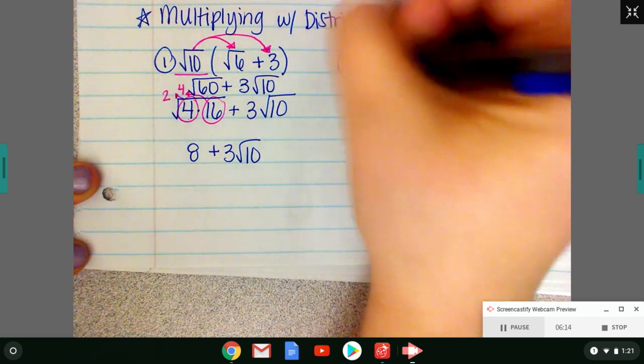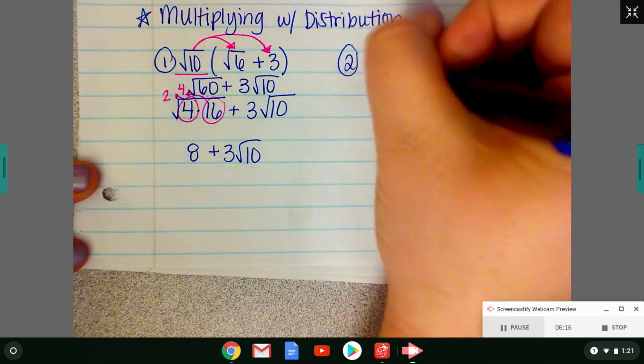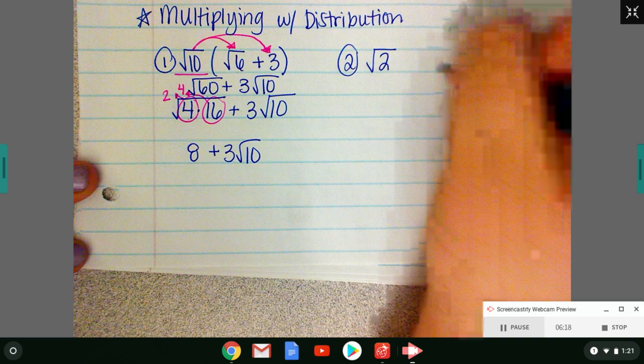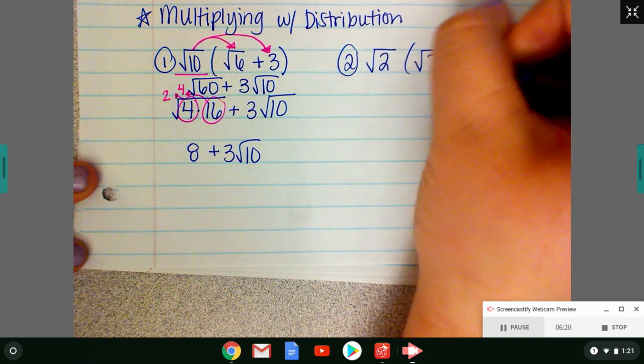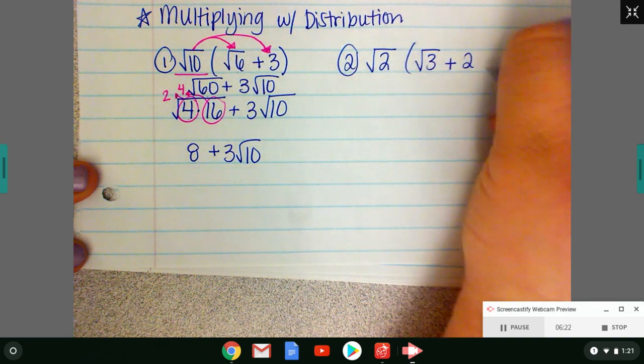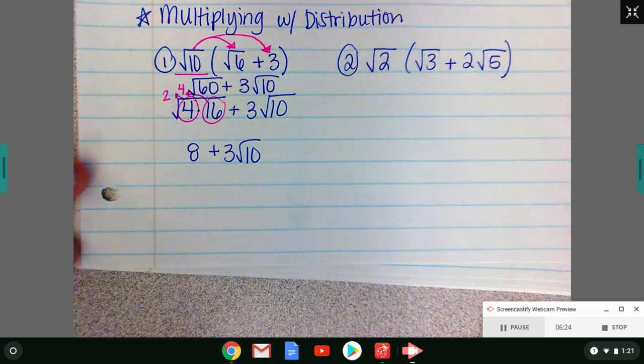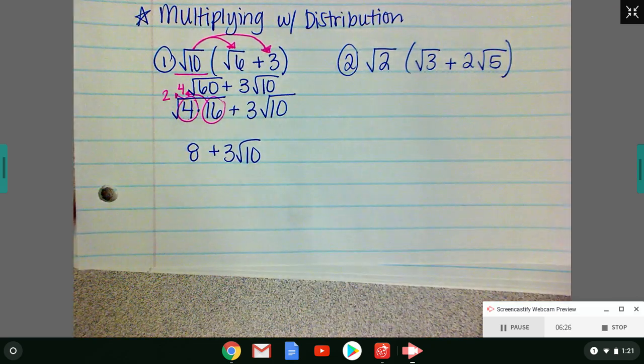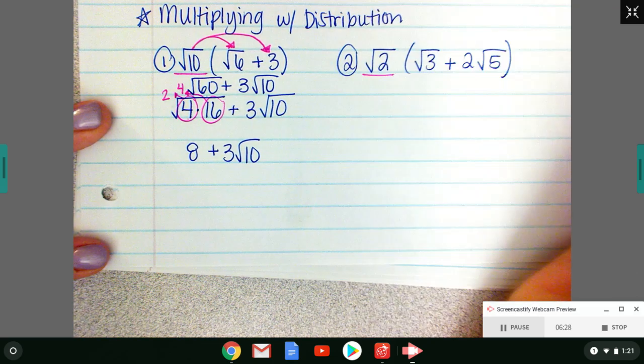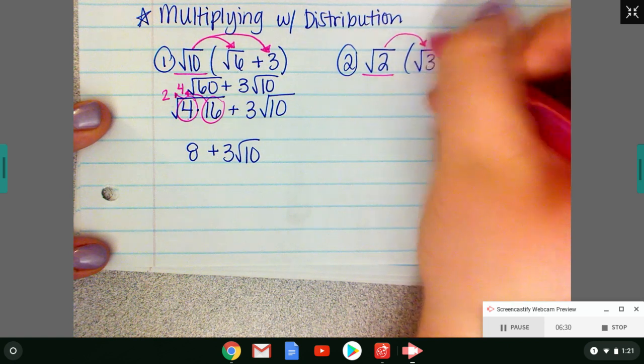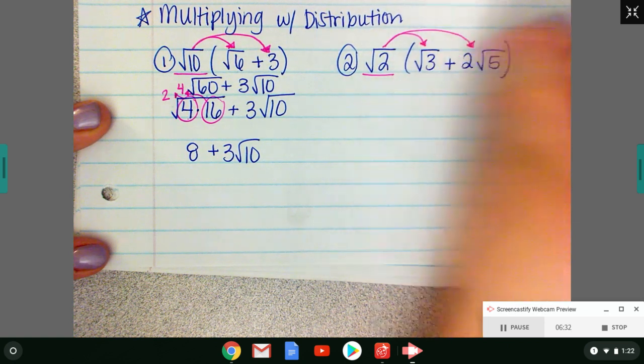Let's do another one like this. Let's say we had square root 2 times the quantity root 3 plus 2 root 5. All right, so let's see. This square root 2 is going to get distributed here and here.